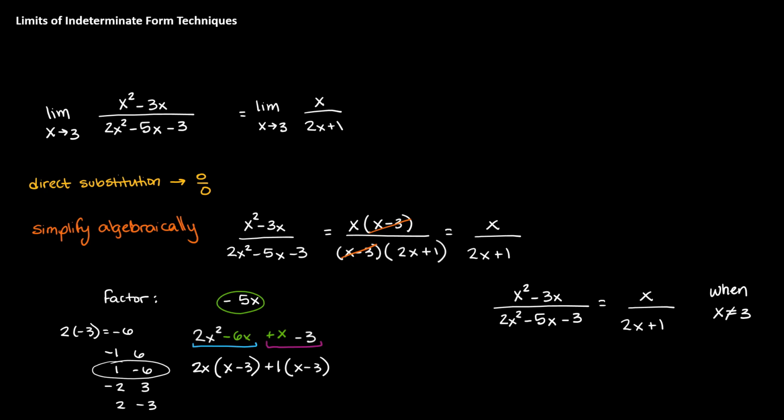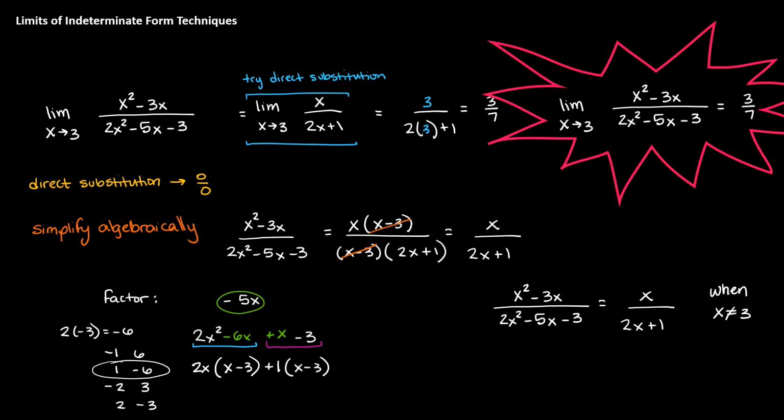Evaluating our limit using x divided by 2x plus 1, we can use direct substitution because we don't get a 0 in the denominator. Replacing our x's with 3's and simplifying, we find 3/7. So the limit of the function x squared minus 3x divided by 2x squared minus 5x minus 3 when x is heading to 3 is 3/7. We couldn't use direct substitution initially because it caused indeterminate form, but we simplified algebraically to find a twin function, and then we used that twin function with direct substitution to find the value of the limit.